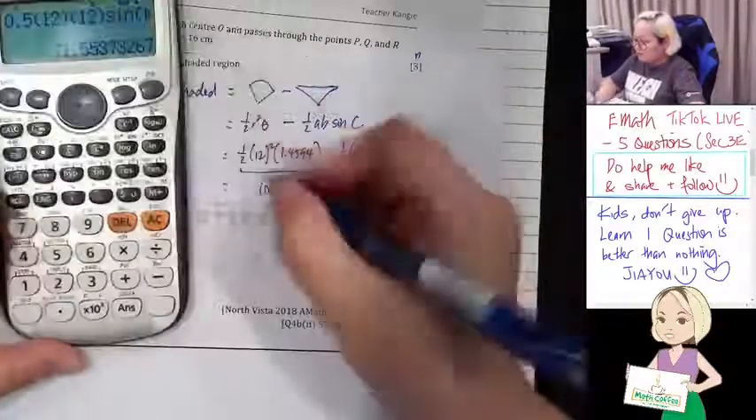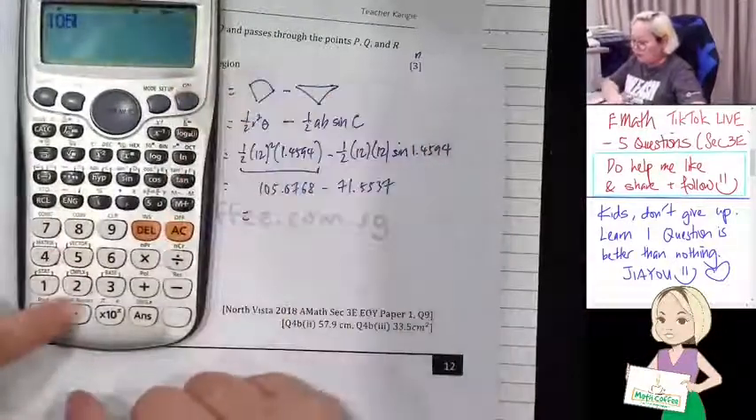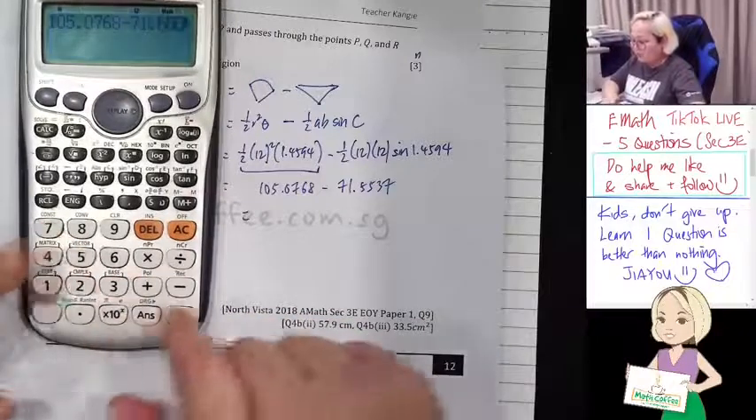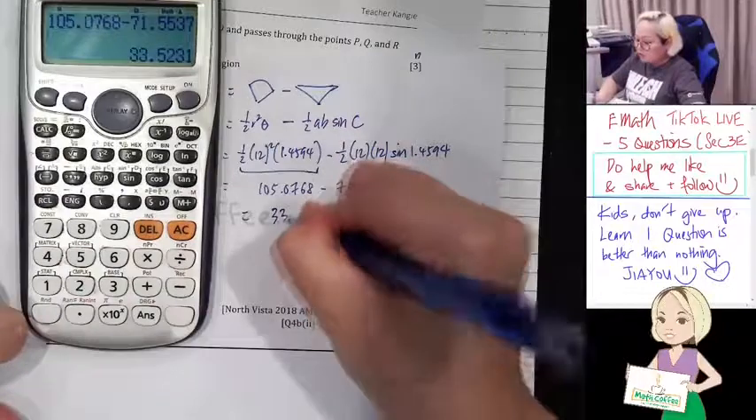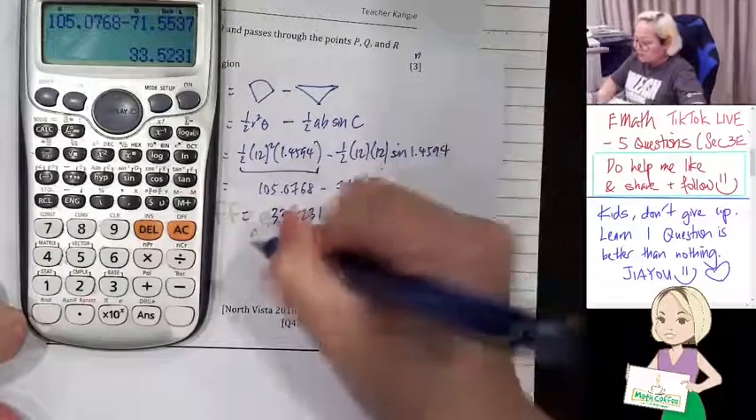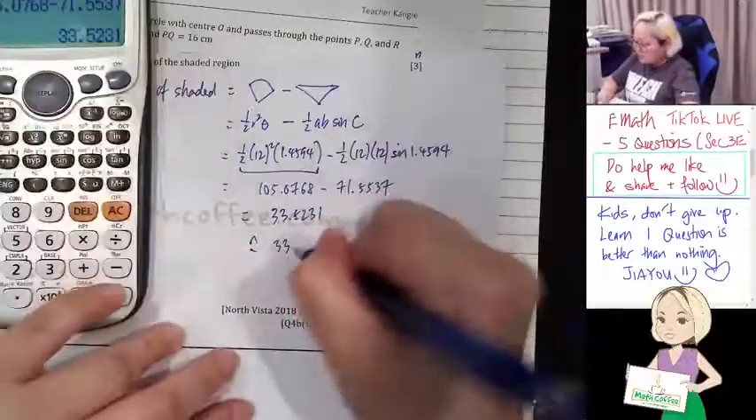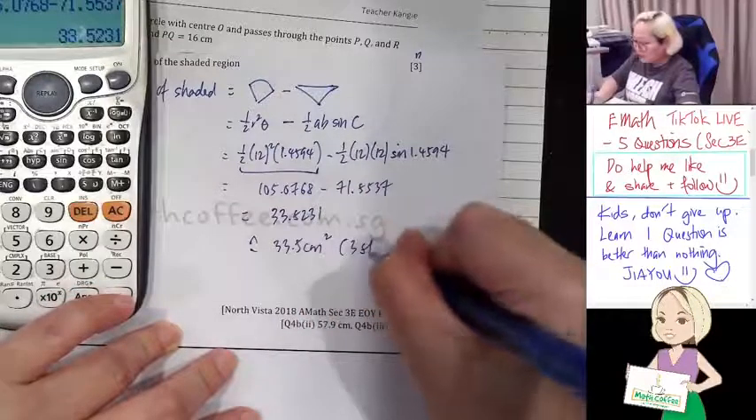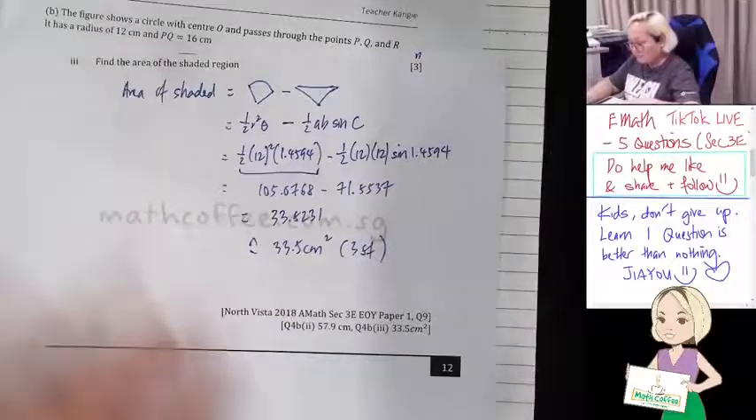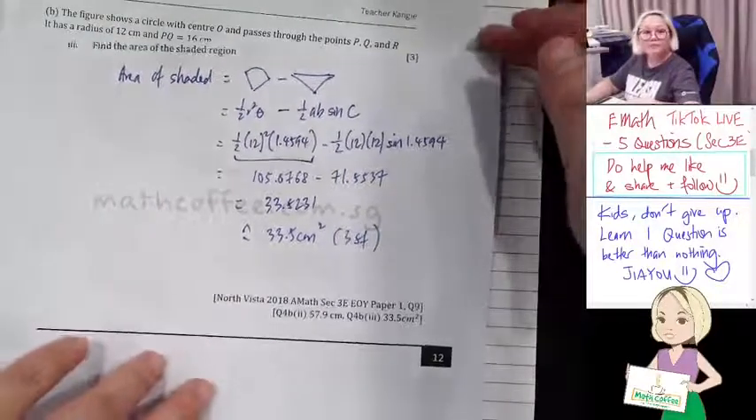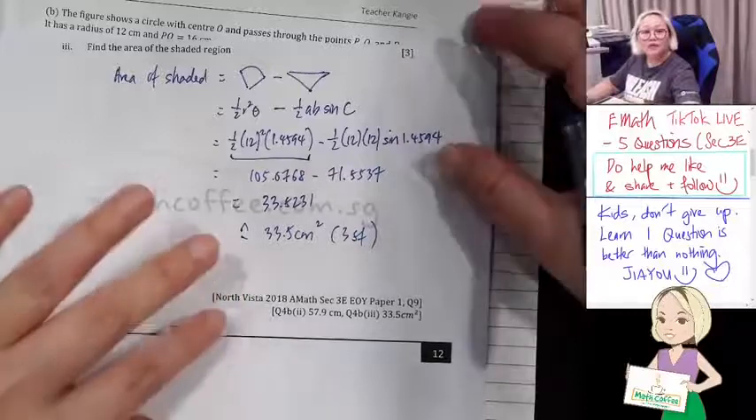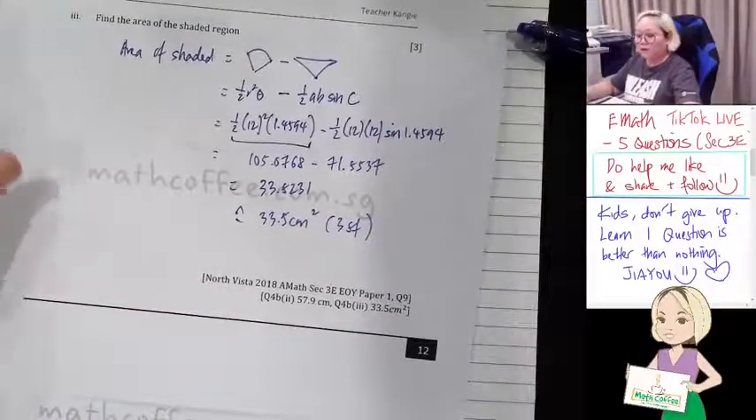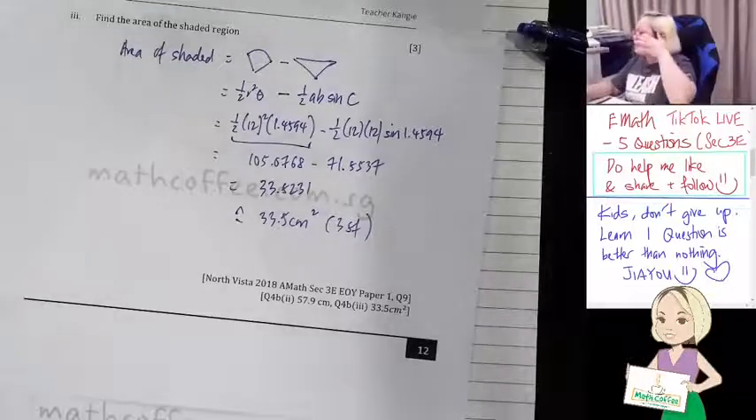That will be the area of the triangle, 71.5537. So just minus: 105.0768 minus 71.5537. That will give us 33.5231. Round off to 3SF, 33.5 cm squared. Ta-da! So we are done with this question. Nothing to worry about radian and degree.